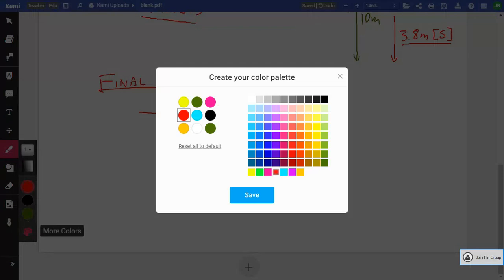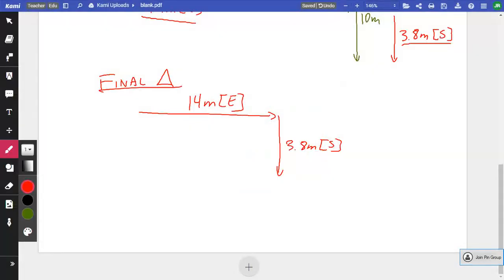To do that, we're looking for this. This is R, and we're looking for this theta. And this is how we do it. Tip to tail, remember 14 meters east, and then 3.8 meters south, which means this angle is going to be south of east, right?